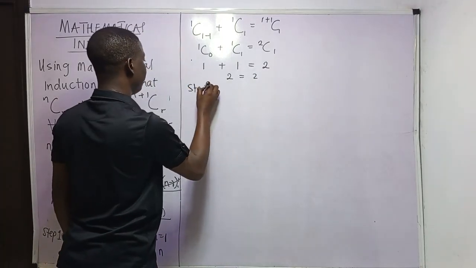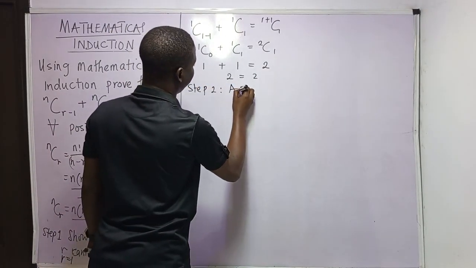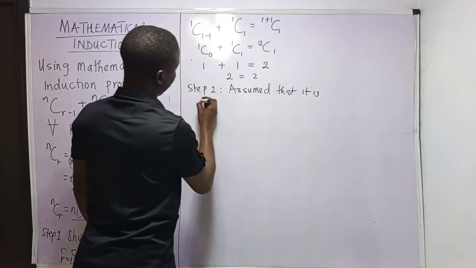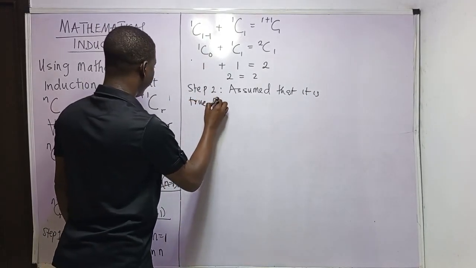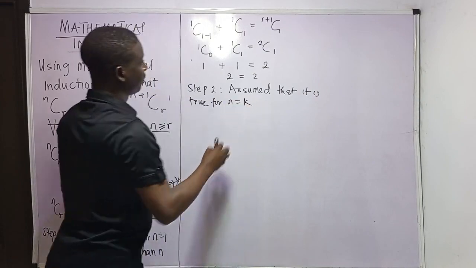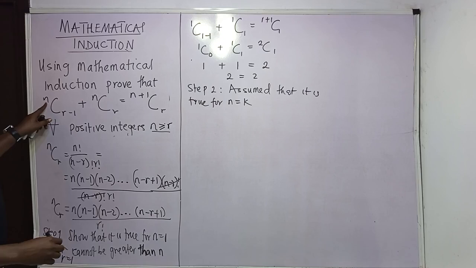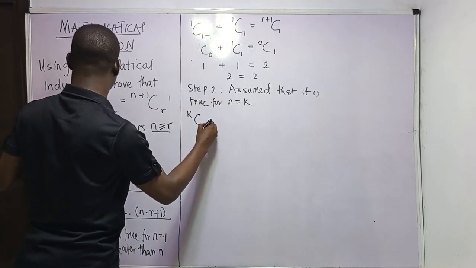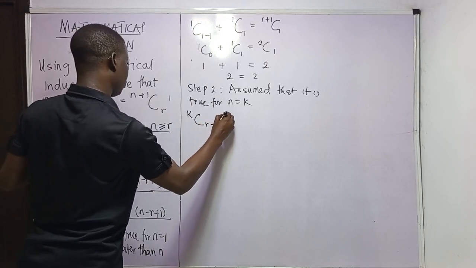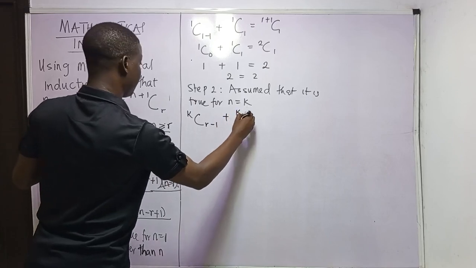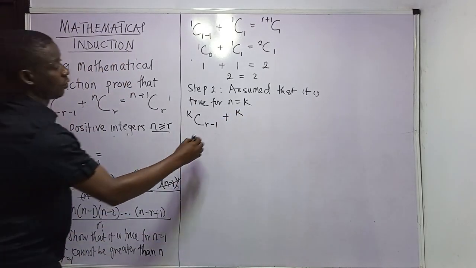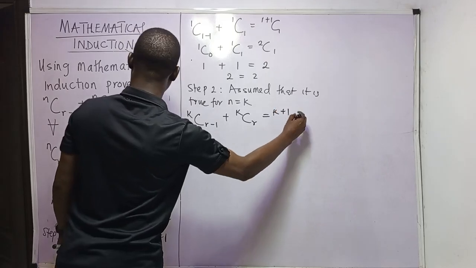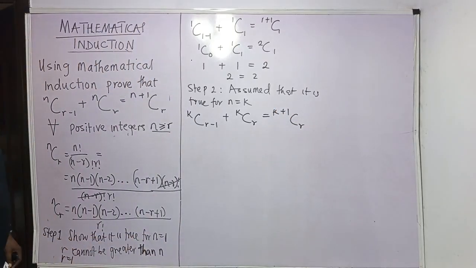Now, step 2. Step 2 is to assume that it is true for n equal to k. So what we want to do now, we put k anywhere we see n. We assume, based on the fact that we have shown it's true for n equal to 1, that it is true for n equal to k. That's it: k combination r minus 1 plus k combination r equals k plus 1 combination r. So we now go with the proof.